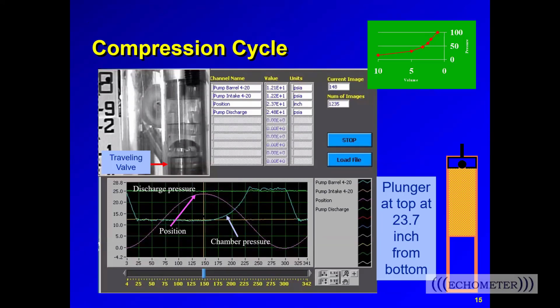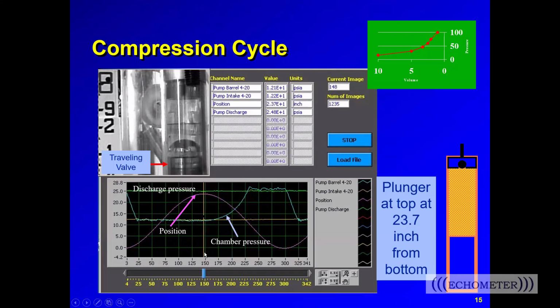So here we're looking at the traveling valve on its seat at the top of the stroke, which is 23.7 inches from the bottom. You can see there's a mixture of gas and liquid in this illustration of the pump. And so we're about to start the compression cycle on the downstroke. We have some lines on this instrumentation graph, charting the position of the plunger in pink, the pump intake pressure in yellow, the chamber pressure in blue, and then the discharge pressure in green.